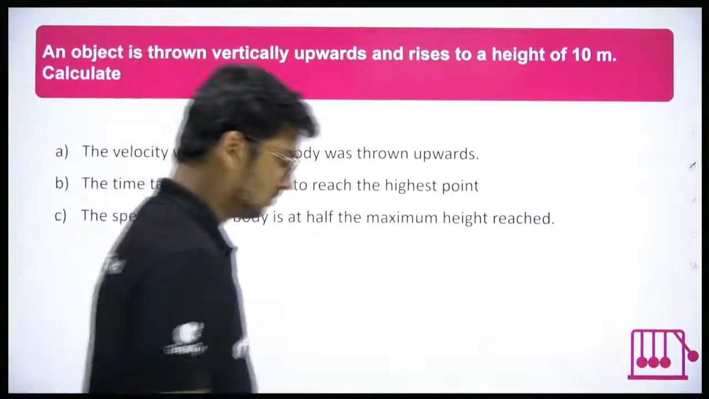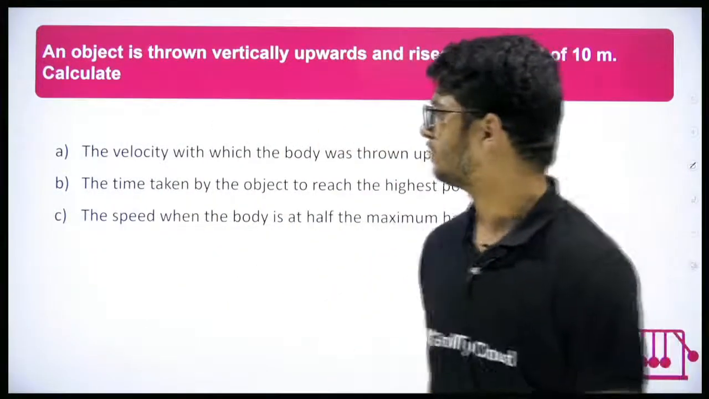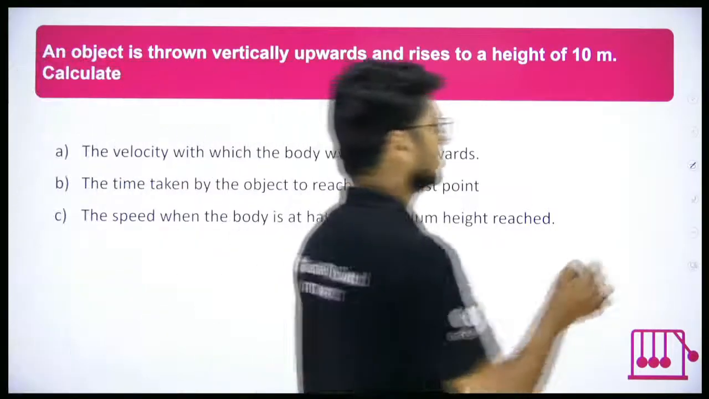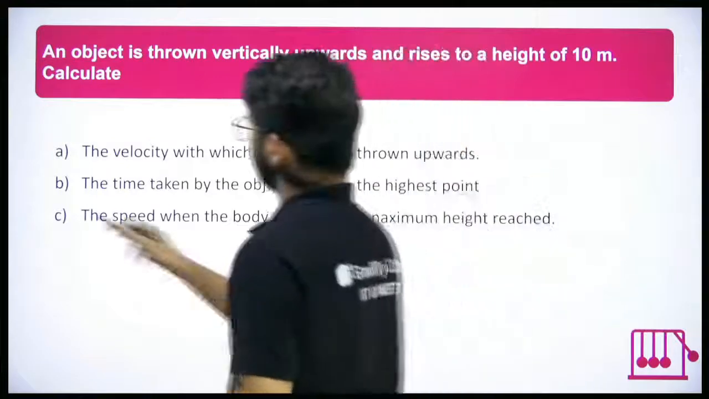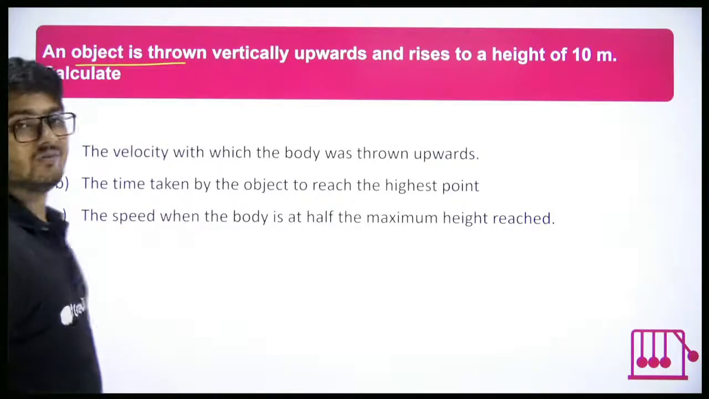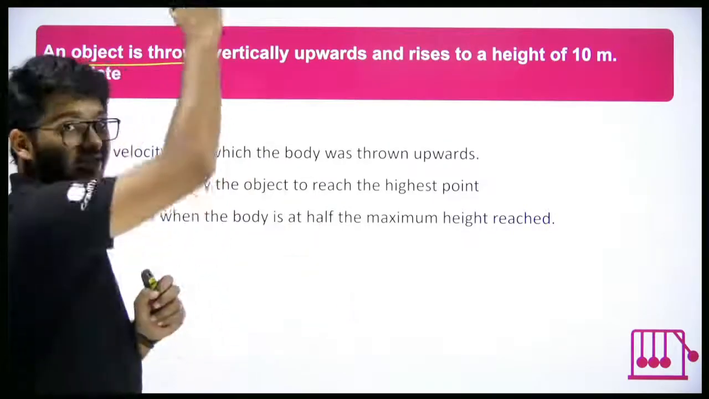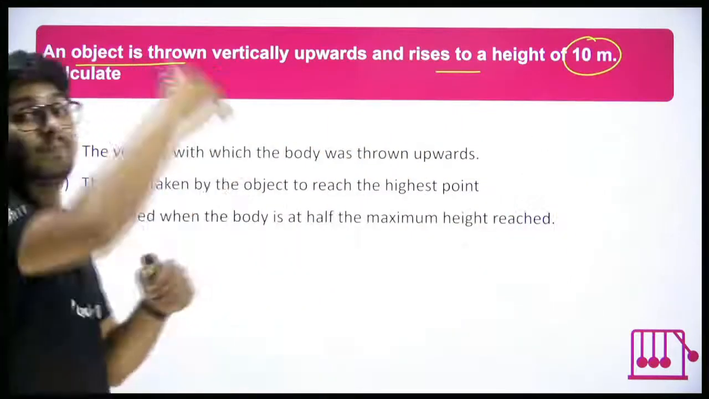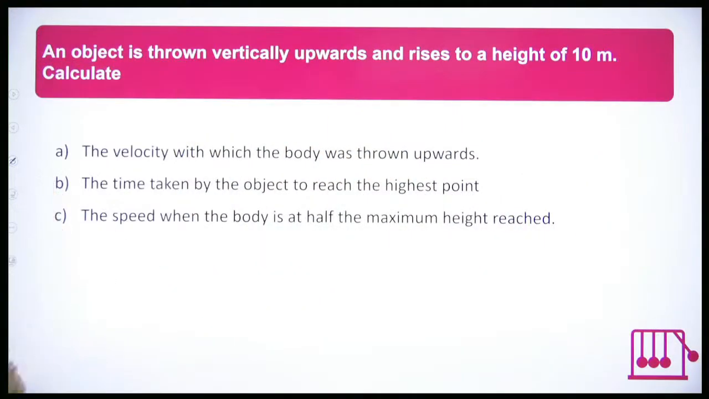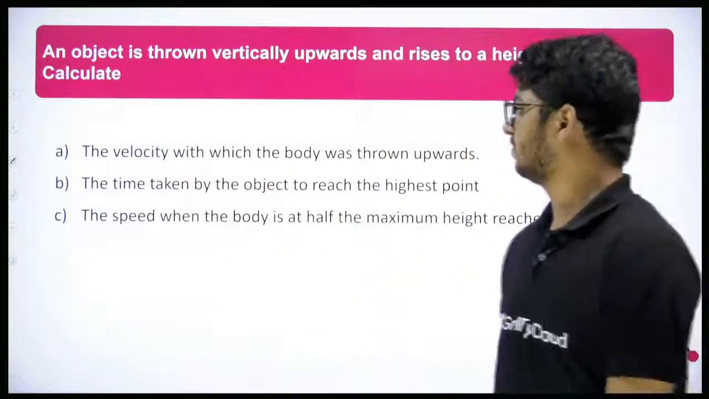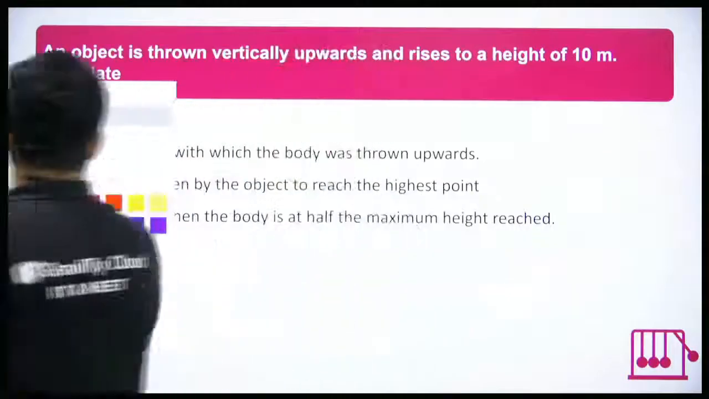A very simple, basic problem. What is the question here? An object is thrown vertically upwards. It goes straight up and rises to a maximum height of 10 meters. Calculate the velocity with which the body was thrown upwards. Okay, we'll go into A. B and C will come back again. So what is given here?